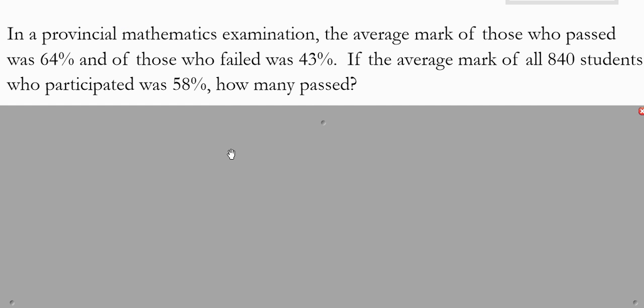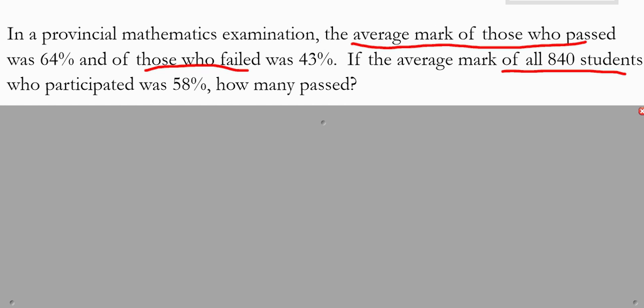It says, in a provincial mathematics examination, the average mark of those who passed was 64%, and of those who failed was 43%. If the average mark of all 840 students who participated was 58%, how many passed? So we have really three statements here about average: the average mark of those who passed, of those who failed, and of all students. So average calculations are obviously going to be a major part of this question.